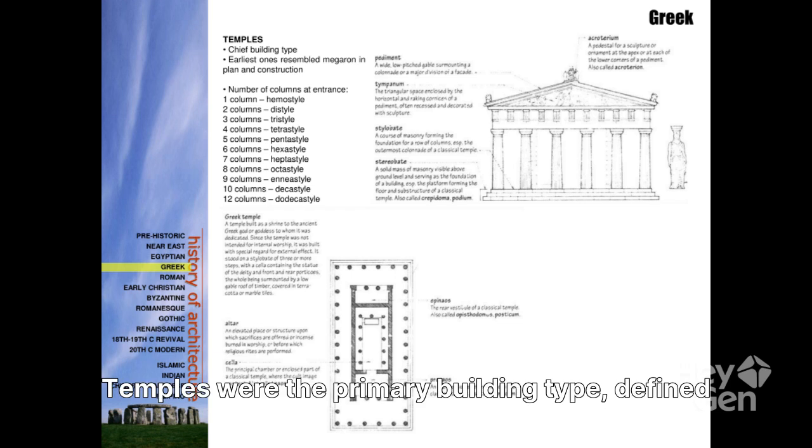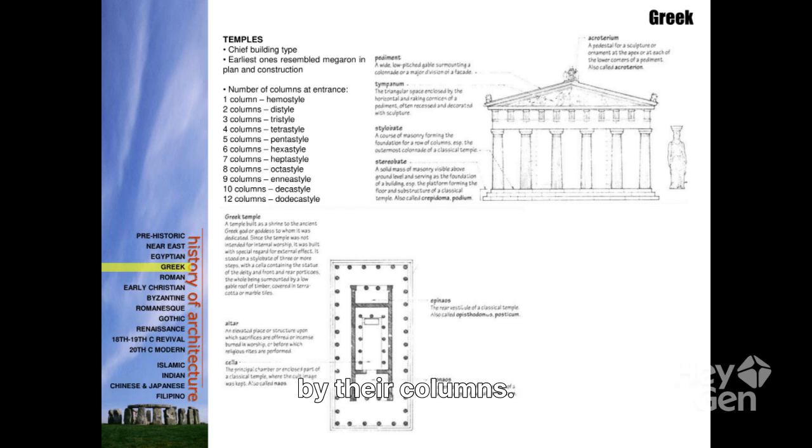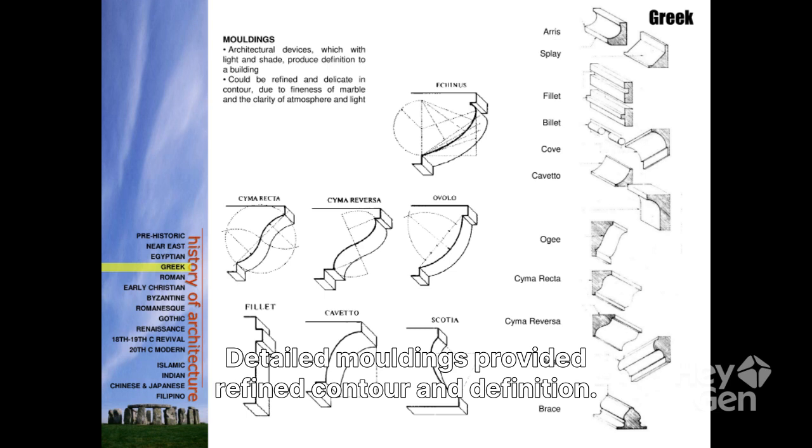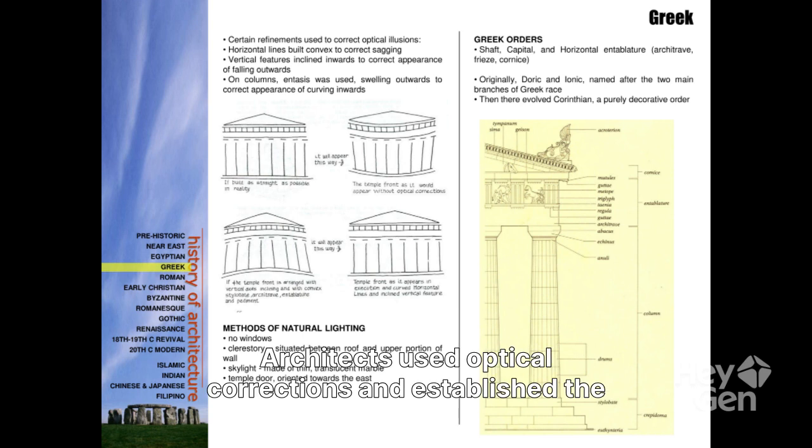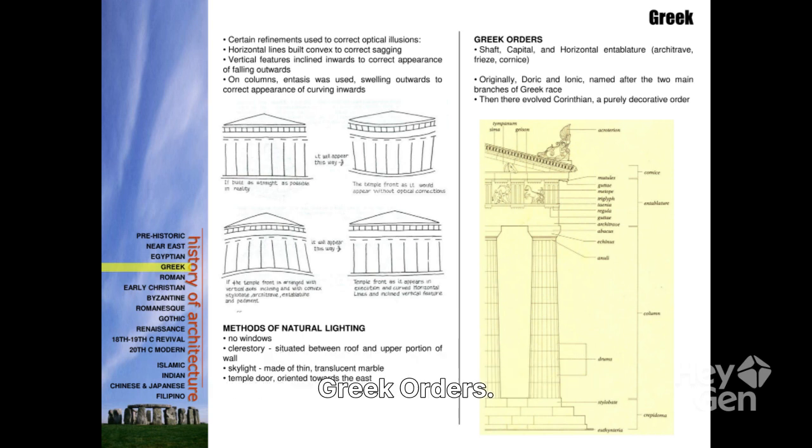Temples were the primary building type, defined by their columns. Detailed mouldings provided refined contour and definition. Architects used optical corrections and established the Greek orders.